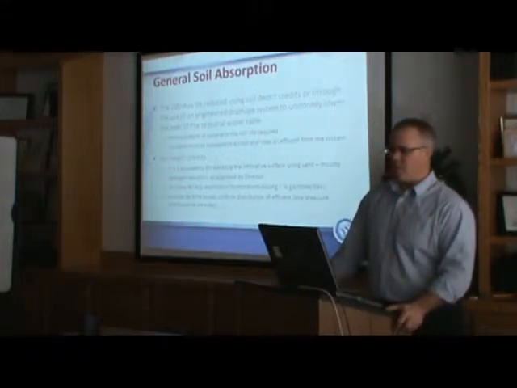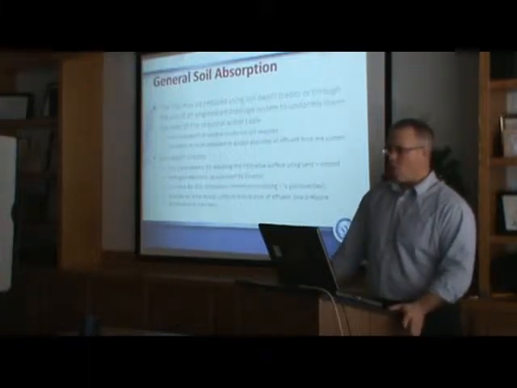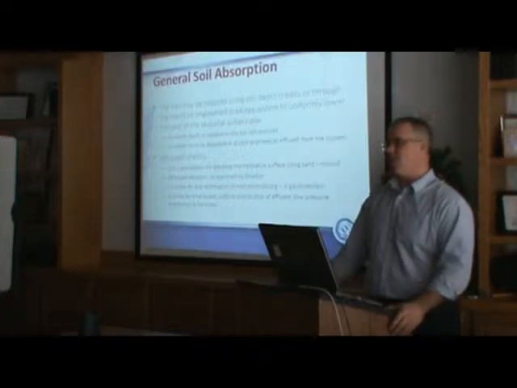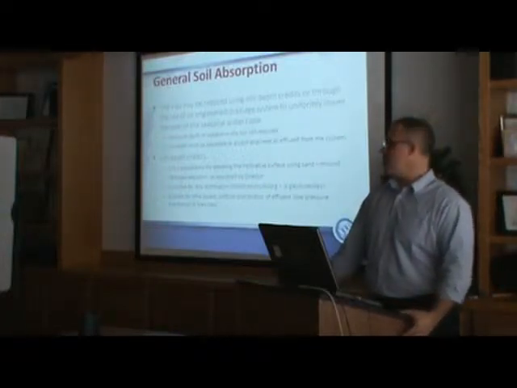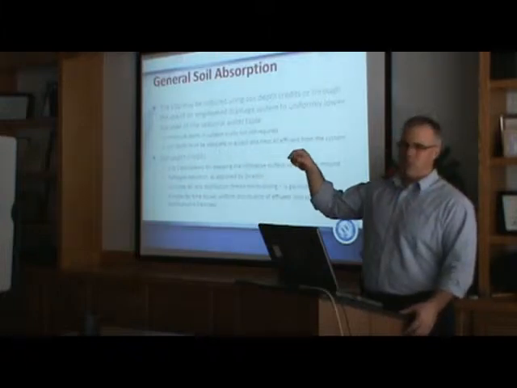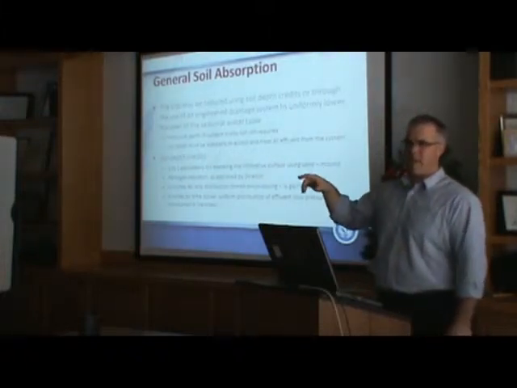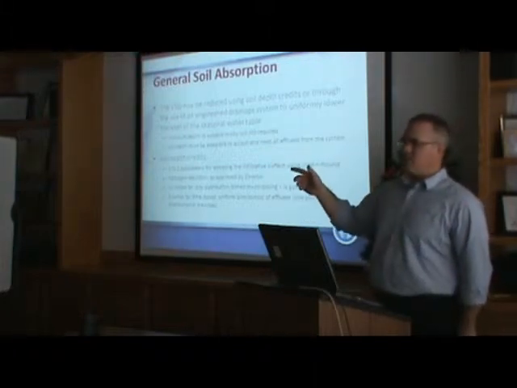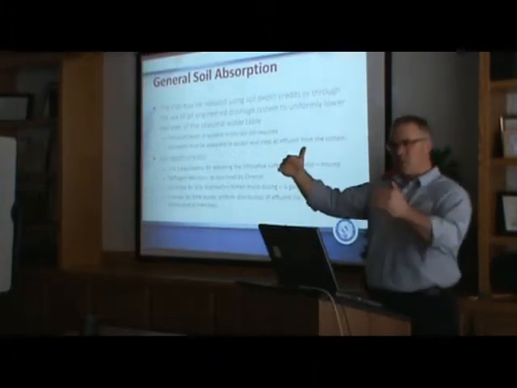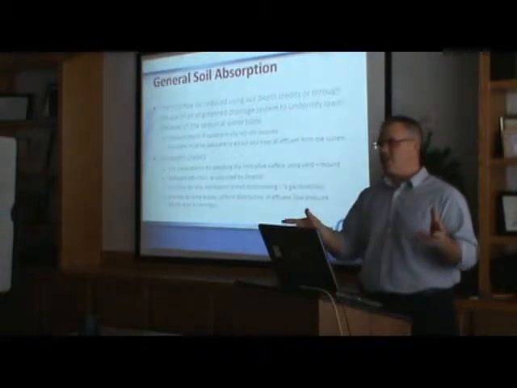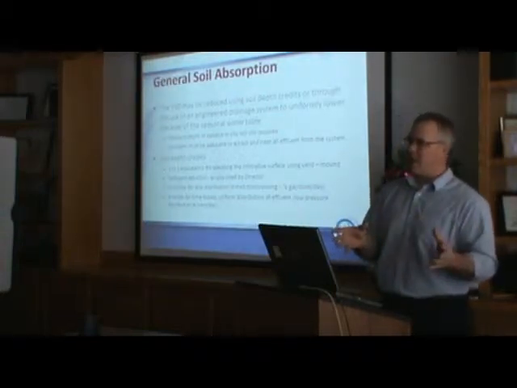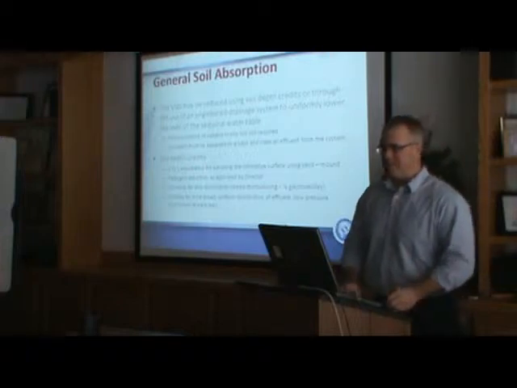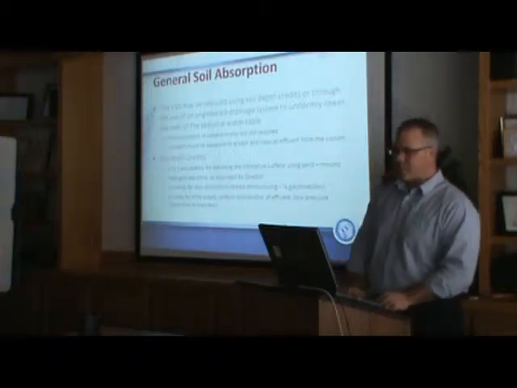So number one, the vertical separation distance may be reduced using soil depth credits or through the use of an engineered drainage system to uniformly lower the seasonal water table. So if you had a situation like we described over there, where it was 24 inches to the seasonal perch water table, and you were able to design and install an engineered drainage system to bring it down to 36, you can pull that system further into the ground. Engineered drainage, not perimeter drains, not curtain drains, engineered drainage system. So there's one way you can do it.